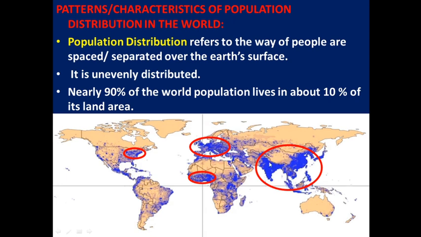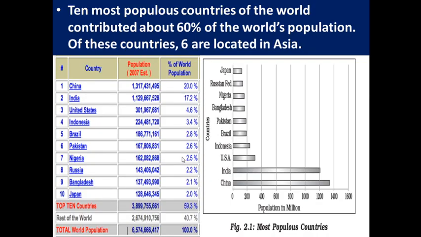If we add all these four circles, it will give only 10% of the land of our Earth's surface. That means nearly 90% of our world population lives in about 10% of land. The remaining land masses or space over the Earth's surface is almost empty. So that is the second characteristic or feature of world population distribution.